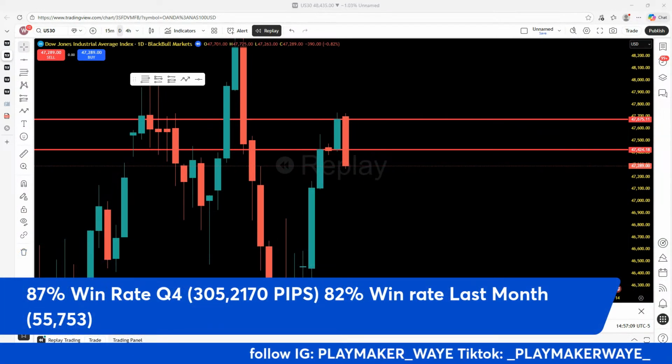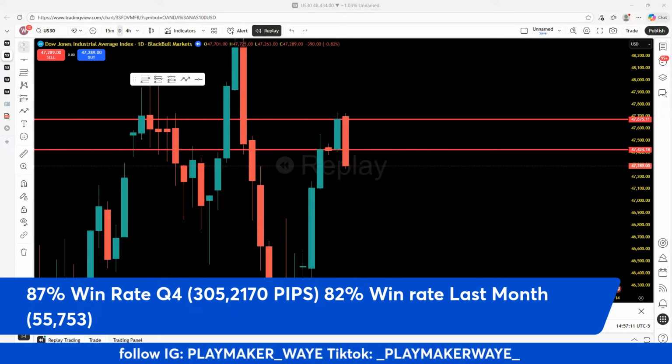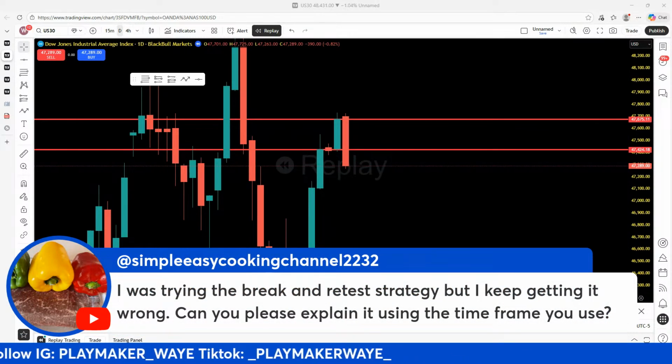What's going on, Cooking? What's going on? I was trying the break and retest strategy, but I keep getting it wrong. Can you please explain it using the time frame you use?